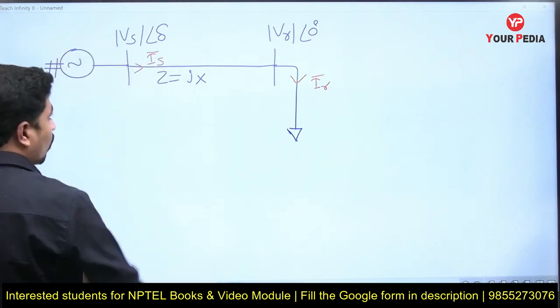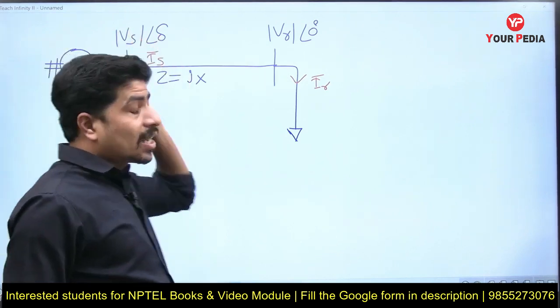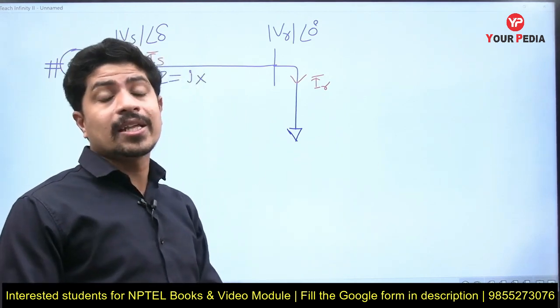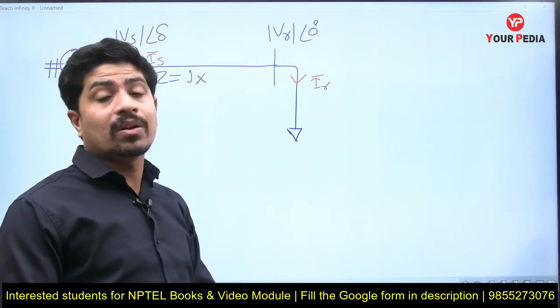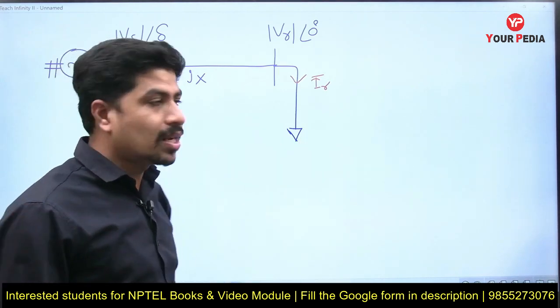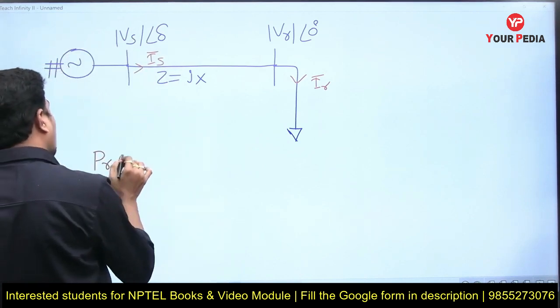One more thing I can say: there is no resistance or conductance to cause power loss in between. So for whatever real power we give at the sending end, the same power has to be received at the receiving end. There is no power loss in the transmission. Let me calculate PR, the receiving end power.